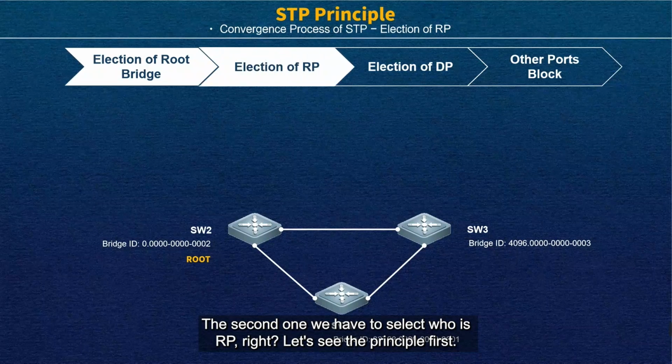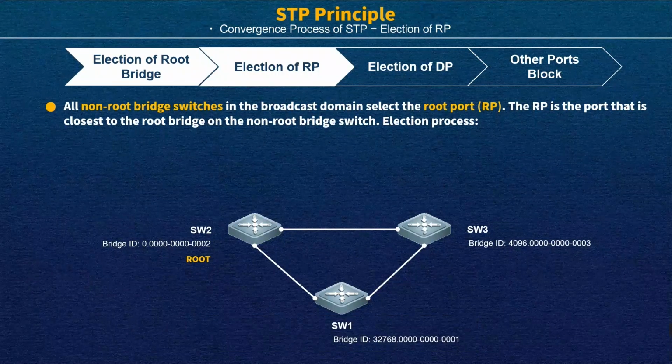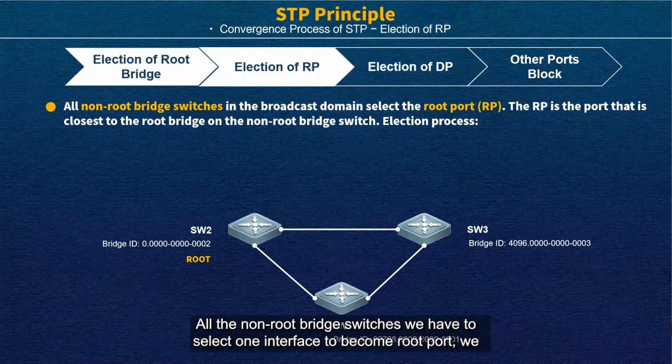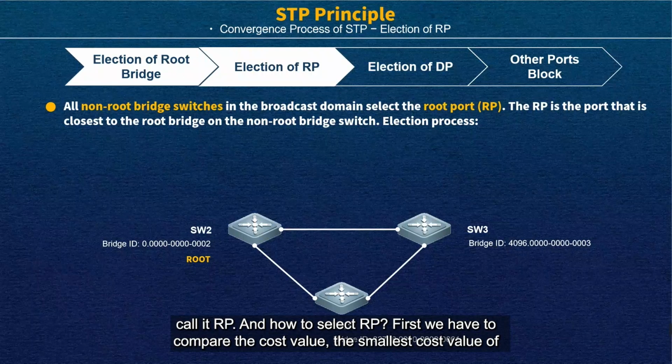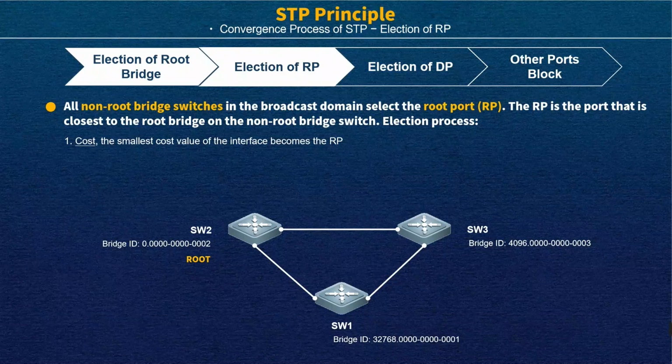The second one, we have to select who is RP, right? Let's see the principle at first. For the non-root bridge switch, we have to select one interface to become root port. We call it RP. And how to select RP? First, we have to compare the cost value. The smallest cost value of the interface will become RP. Of course, the cost value has to connect with the root bridge.